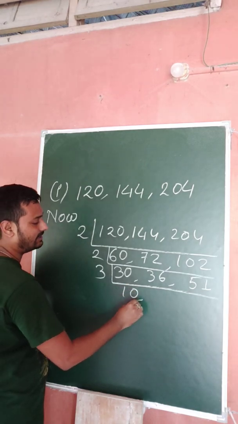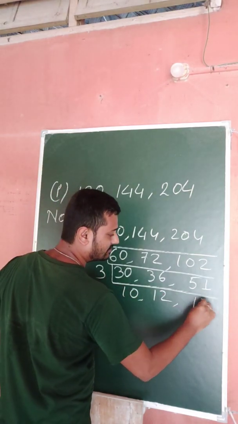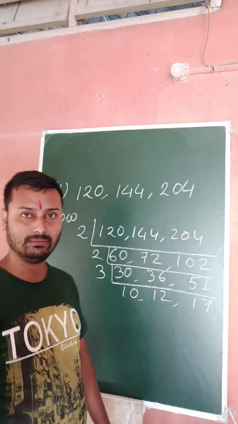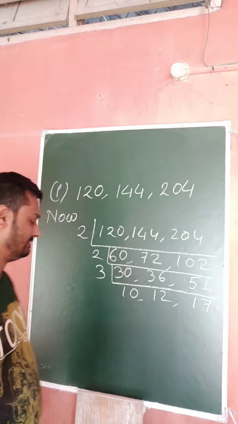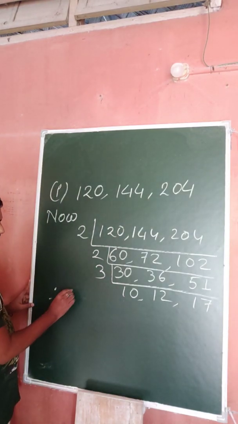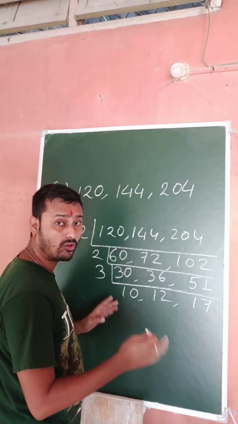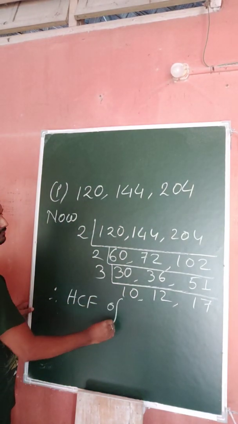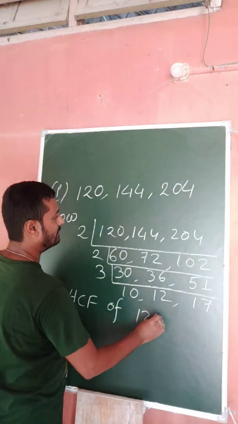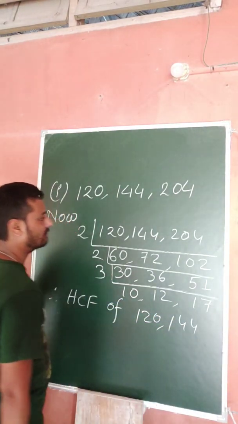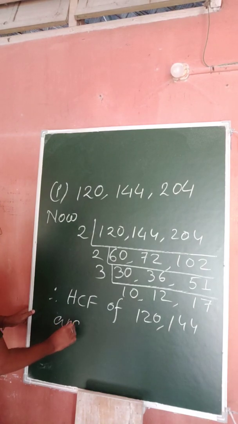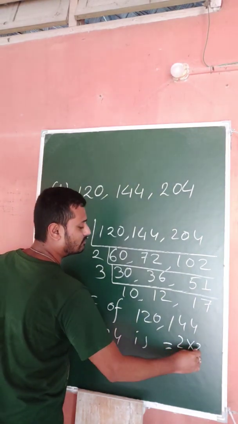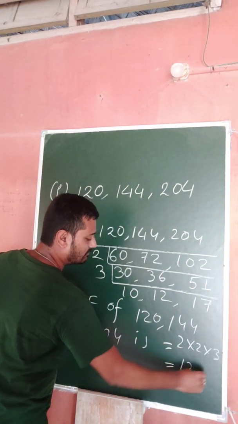So 3 10s are 30, 3 12s are 36 and 3 17s are 51. Now 17 is a prime number, that means you cannot divide this. Therefore 10, 12 and 17 have no common factor except 1. So the HCF of 120, 144 and 204 is 2 into 2 into 3, so 12.